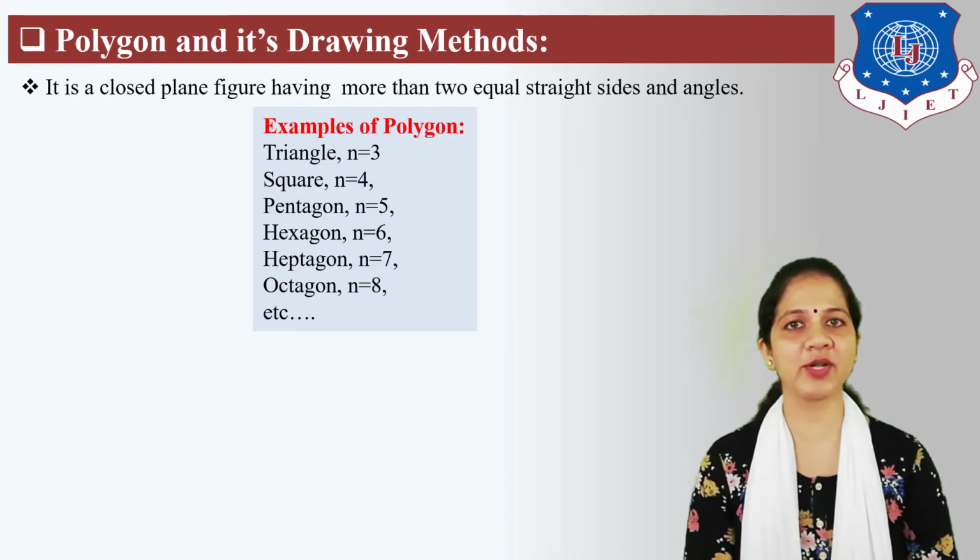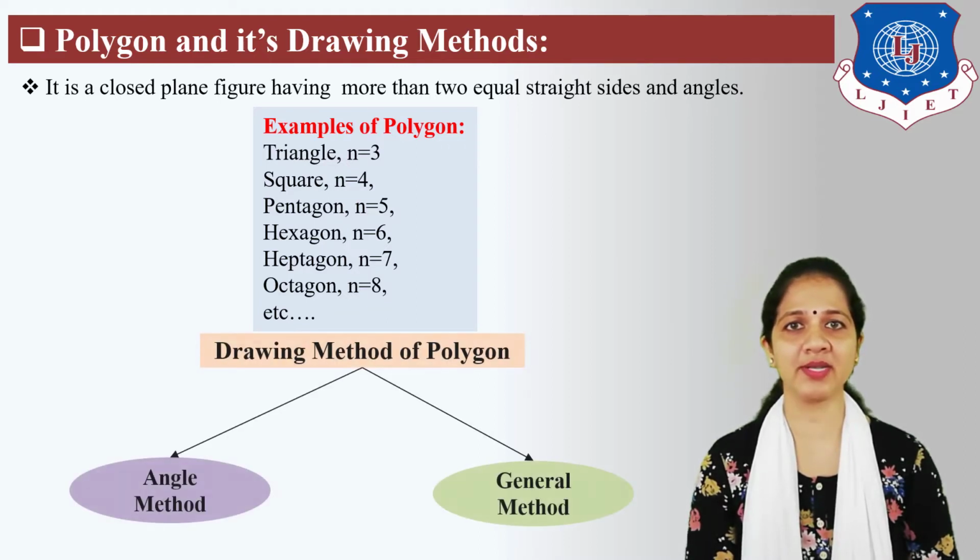Square n is equal to 4. Pentagon n is equal to 5. Hexagon n is equal to 6. Heptagon n is equal to 7. Octagon n is equal to 8, etc. There are two drawing methods for polygon. One is angle method and another is general method.